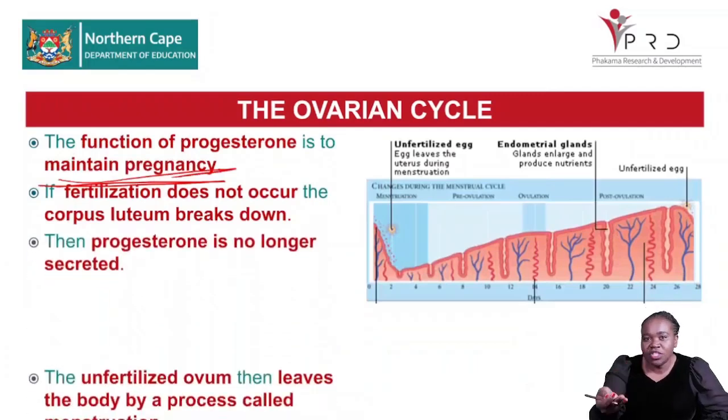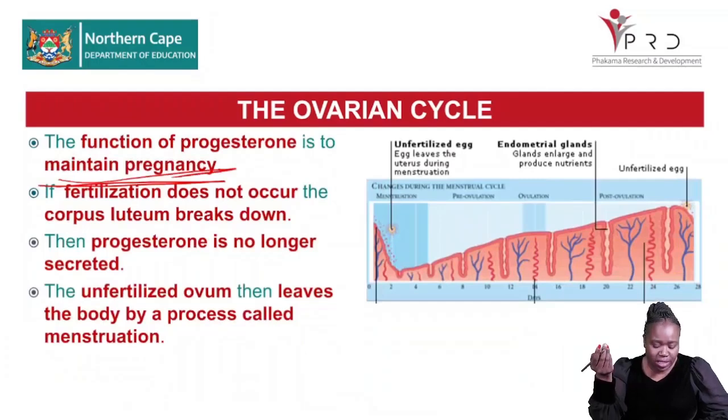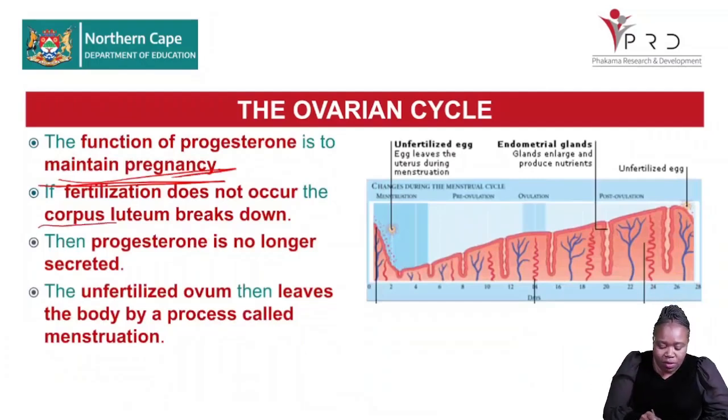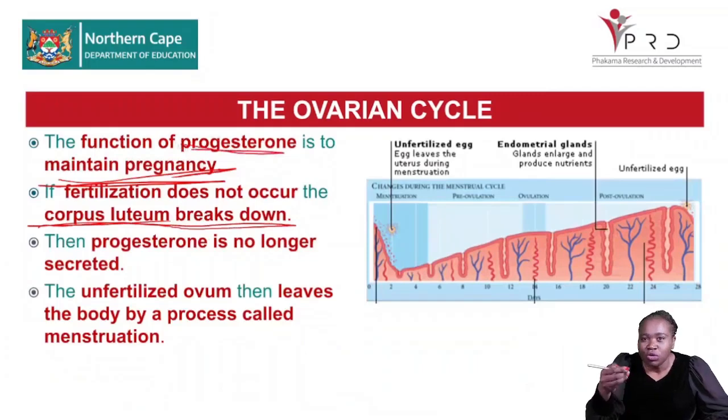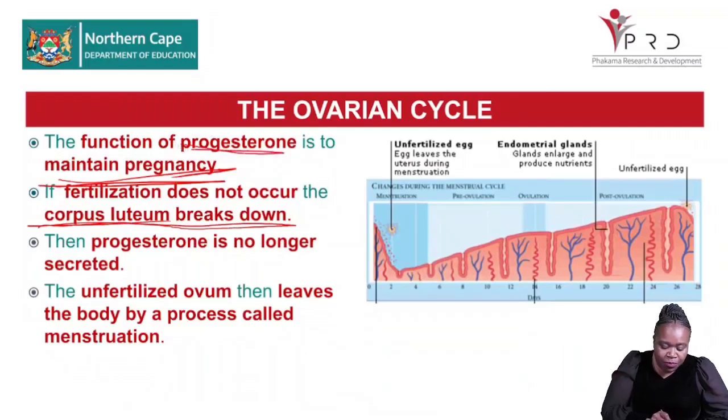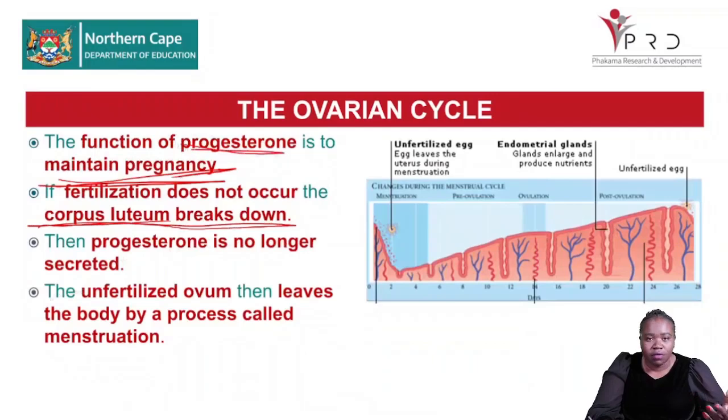However, fertilization might not occur. If fertilization does not occur, the corpus luteum is going to break down. If the corpus luteum breaks down, it means that it will stop producing progesterone. However, we do not need progesterone because there's no pregnancy to maintain, right? So the progesterone is no longer secreted, and the unfertilized ovum is then released from the body through menstruation, whereby blood is going to leave the body together with that unfertilized ovum, right?